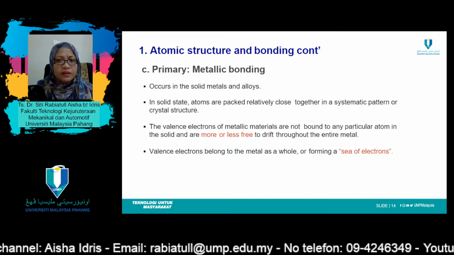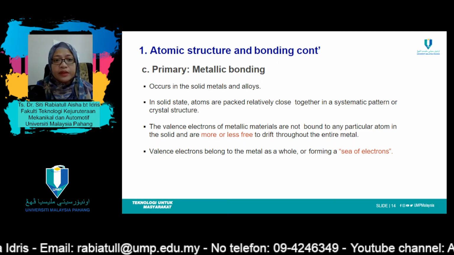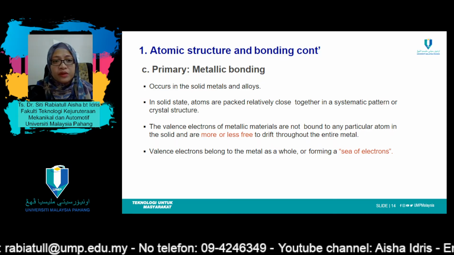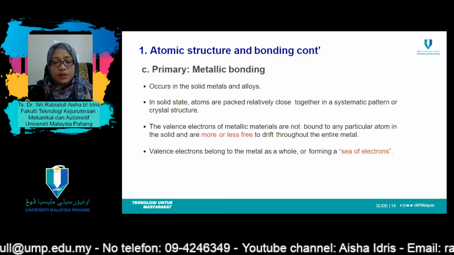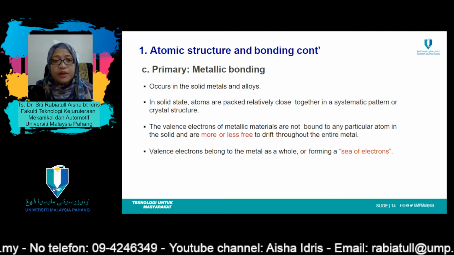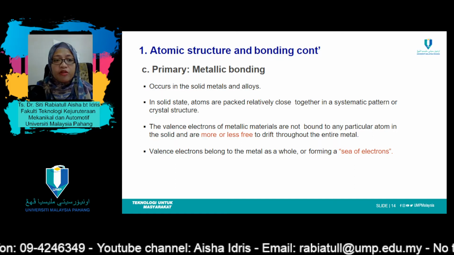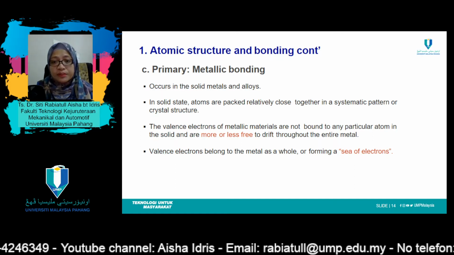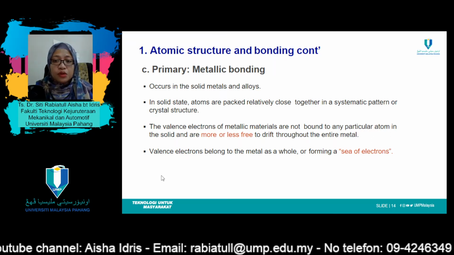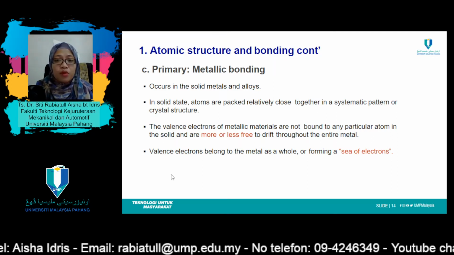Number 3 is metallic bonding. Metallic bonding is a type of chemical bonding that arises from electrostatic attractive force between conductive electrons and positively charged metal ions. It may be described as the sharing of free electrons among a structure of positively charged ions. The valence electrons belong to the metal as a whole, forming a sea of electrons for metallic ions.